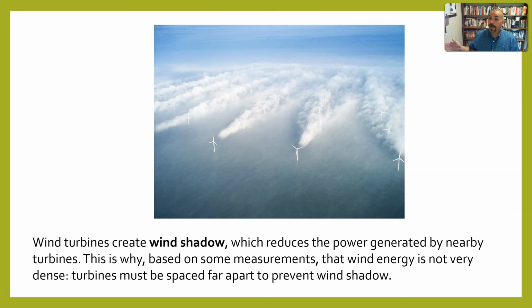That's one of the reasons why, if you consider some of the calculations that have been done for the energy density of wind, by some accounts it's one of the least dense forms of energy, because you have to space these turbines out quite a ways so that you aren't having turbines that are standing still because of the wind shadow that's created by other turbines. So again, we have to often space things apart, and that's going to reduce the overall energy density.